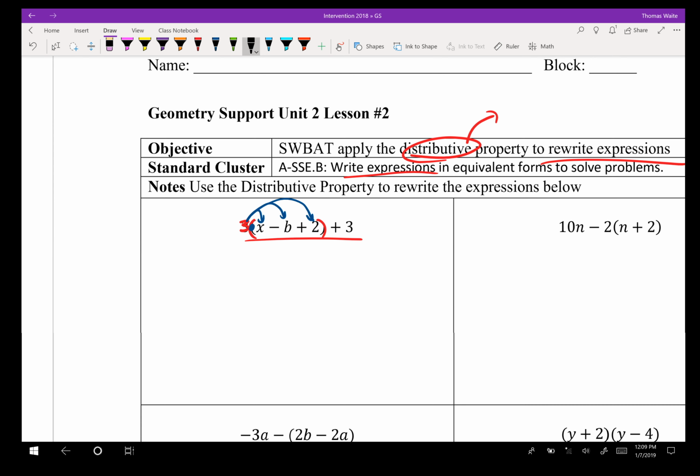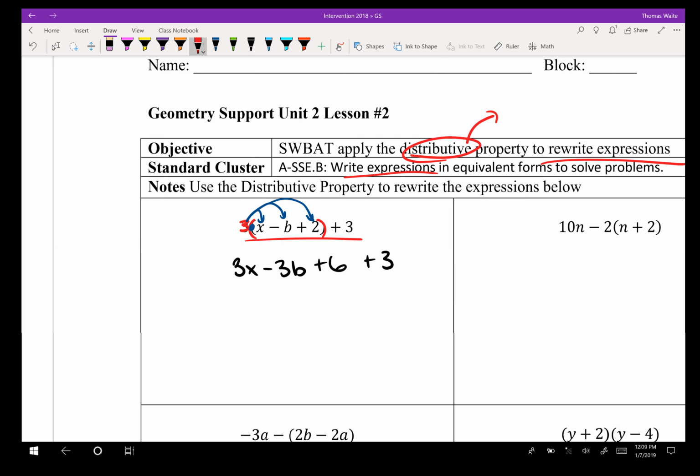3 times x, that's just 3x. 3 times negative b is negative 3b. And 3 times positive 2 is 6. So I did the multiplications kind of fast, but the idea is the same, that we can just take a multiplication over a group and distribute it to each of the pieces. I also have to remember that I have a plus 3 there.